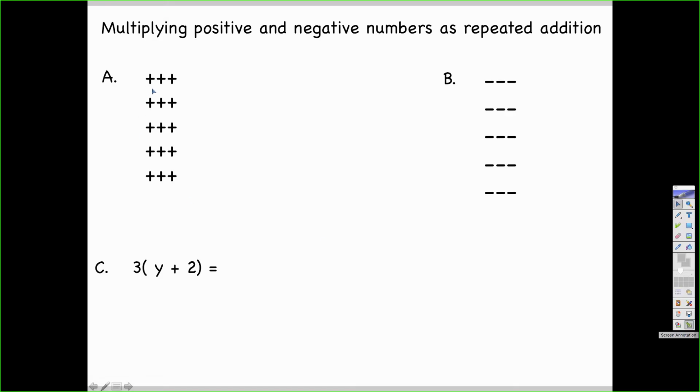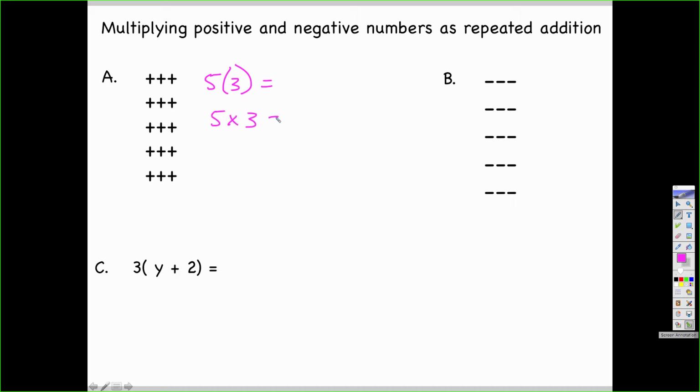We have 5 sets of 3 positives. 1, 2, 3, and there's 1, 2, 3, 4, 5. So there are 5 sets, and each one has 3 positive numbers. So 5, sometimes we write it like this, 5 times 3.